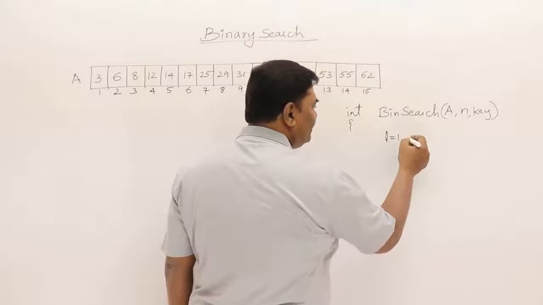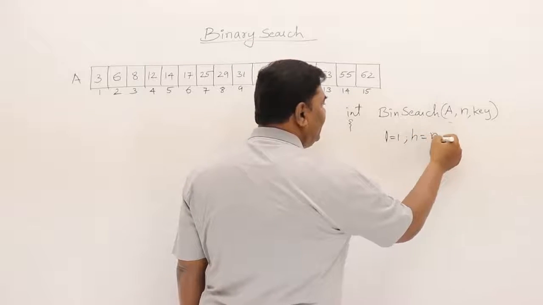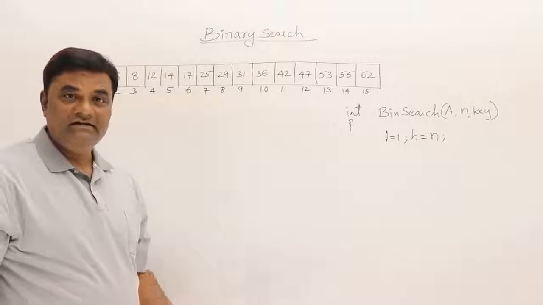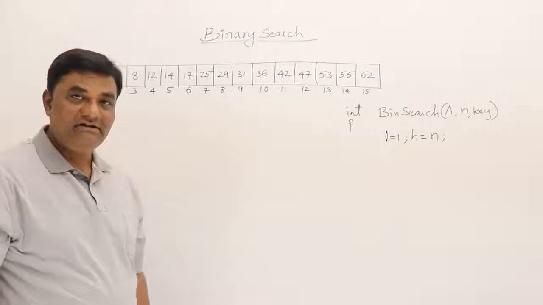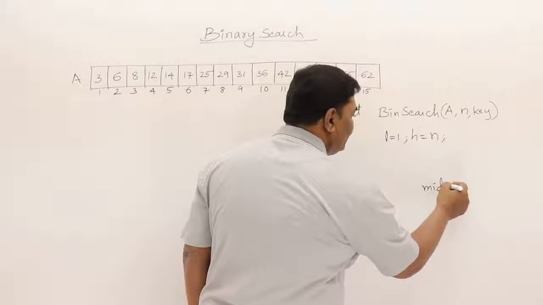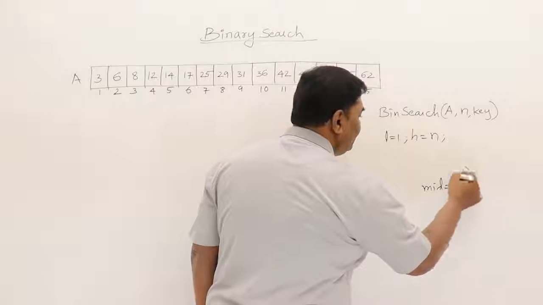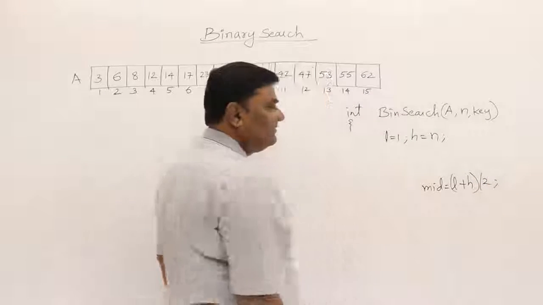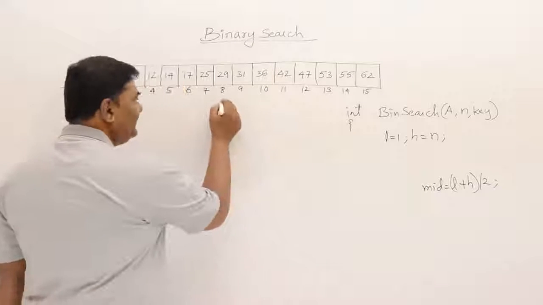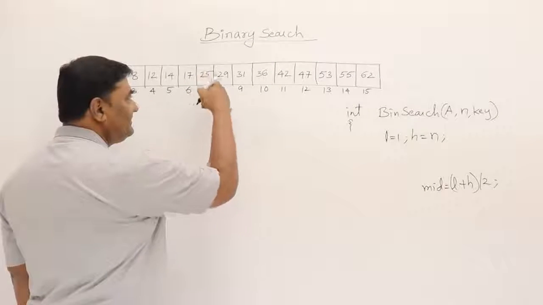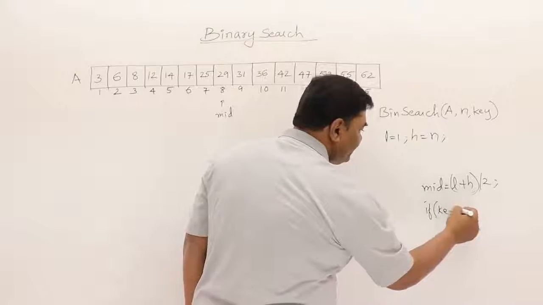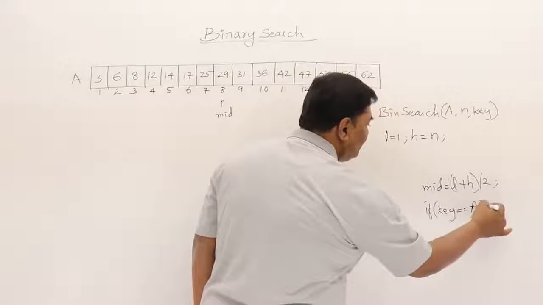Low will be at 1 and high will be at n. I am not declaring them; l and h are integer variables. Now what it does, it will find mid, that is low plus high divided by 2. Then at mid it will check, like we were doing here. Mid we were getting at 8. So at that place it will check if the key that we are searching is equal to A of mid.